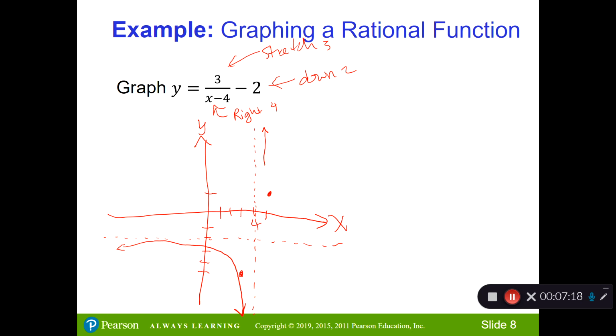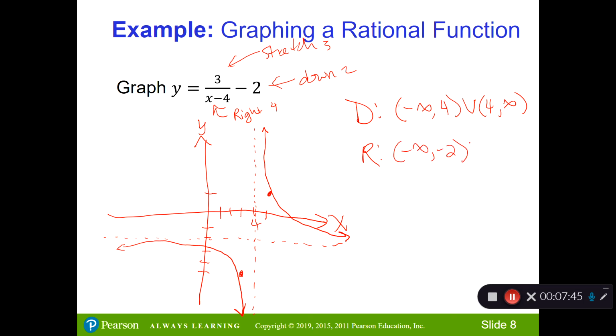Now what happened to the domain and the range here? Well, our domain, we shifted to the right, so we weren't allowed to have 0, now it's over here at 4. So this is -infinity to 4, union 4 to infinity. And our range, we weren't allowed to have 0, but we shifted down 2. So now instead of going -infinity to 0, it's going to go -infinity to -2, union -2 to infinity.